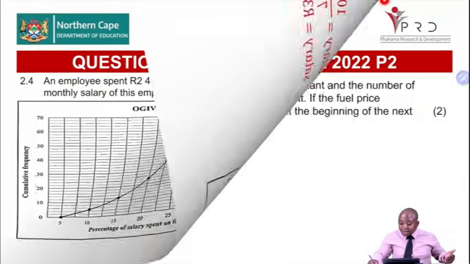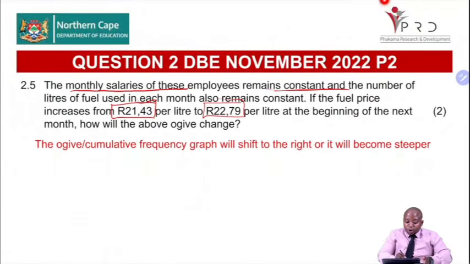So when the fuel price increases from 21 to 22, the amount spent on fuel is also going to increase. When that increases, the percentage on fuel will also increase. Then all of the data points will shift to the right to show there is an increase in the percentage on fuel, where the salaries remain constant. So we are saying the ogive, or cumulative frequency graph, will shift to the right, or it will become steeper.